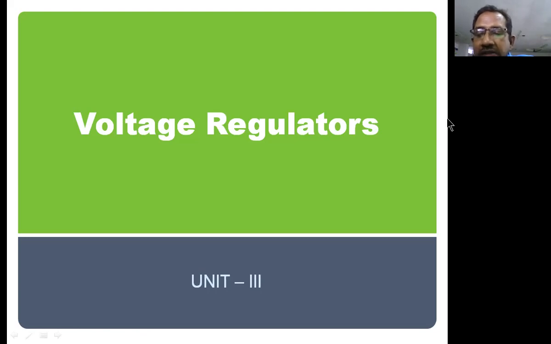So the last step in the power supply unit is going to be the voltage regulator. In the previous units, we discussed rectifiers with filters. Now, the output of the rectifier with filter holds good only when there are no changes in the input voltage, no changes in the load current, and obviously no changes in the temperature of the circuit. Under these ideal conditions, the output of the rectifier with filter is going to be the desired output.